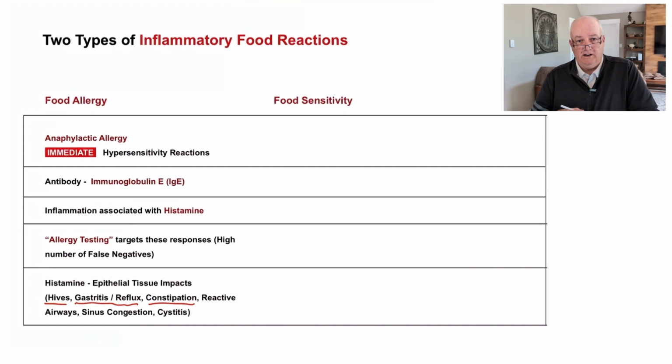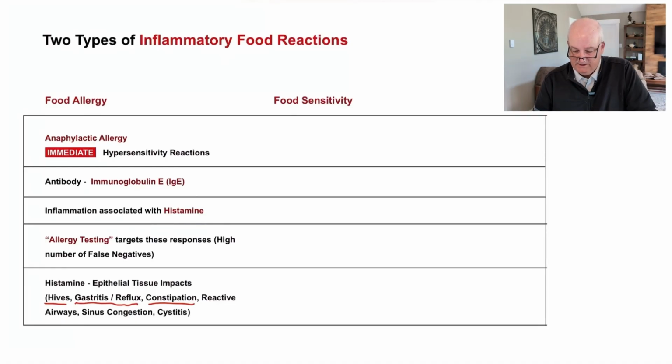Reactive airways with lungs, breathing issues, sensitive airways. Sinus congestion. People will recognize during seasonal allergy season, their sinuses can be affected along with their eyes and their ears and their nose and their throat. Well, histamine is associated with that. And cystitis in the bladder can be a histamine reaction as well. So these types of reactions aren't just eyes, ears, nose, and throat with seasonal allergy issues or with anaphylaxis with a peanut. They can affect all of our epithelial tissues in the body.